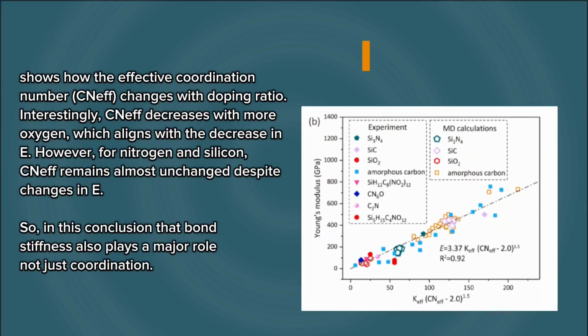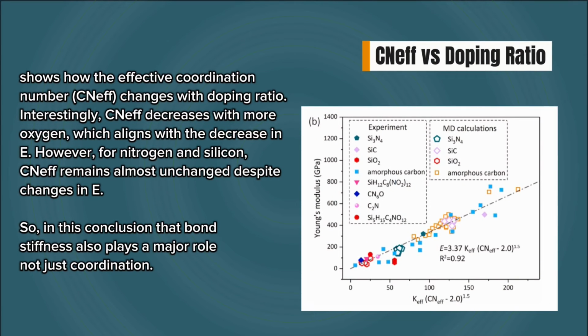The graph shows how the effective coordination number changes with doping ratio. Interestingly, the coordination number decreased with more oxygen, which aligns with the decrease in Young's modulus. However, for nitrogen and silicon, the coordination number remains almost unchanged despite the changes in Young's modulus. So, we conclude that bond stiffness also plays a major role, not just coordination.